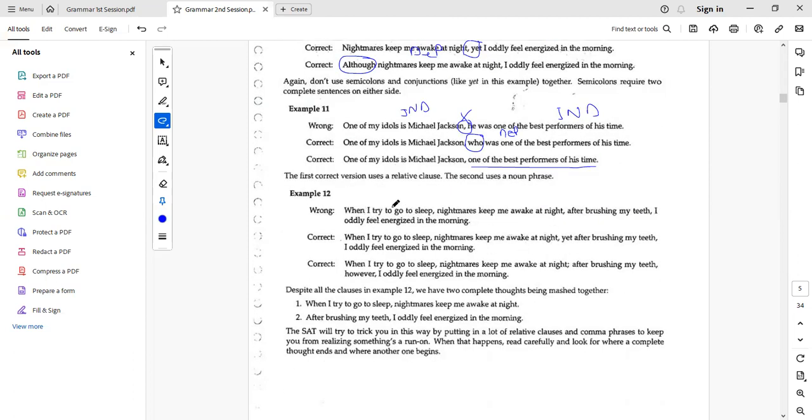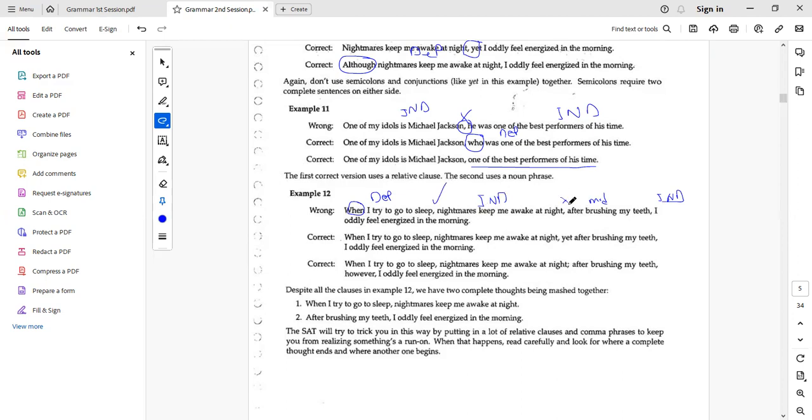Another one. When I try to go to sleep, this is dependent. Because when? Nightmares keep me awake at night. This is independent. After brushing my teeth, this is a modifier. I oddly feel energized in the morning. Again, it's independent. There is a problem.